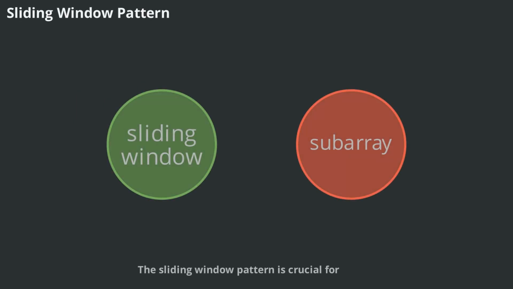Sliding window pattern is crucial for solving many array and string problems efficiently. It involves maintaining a window of elements and moving it across the data structure to find optimal solutions. This technique is especially useful for problems involving subarrays or substrings. Mastering this pattern will help you solve a wide range of interview questions with confidence.